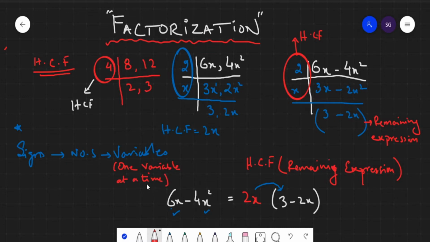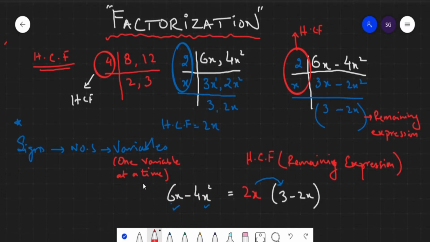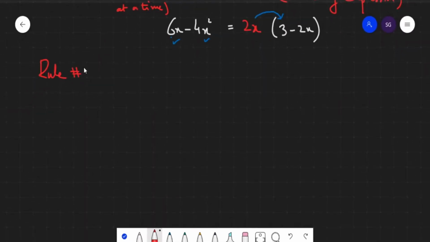Right, so let's move on to our rule number 1 for factorization. Rule number 1 happens to be the same discussion that we have just done: whatever number of terms you have, any number of terms, the first thing that you have to do is, I'll write the hints in blue, the HCF of all terms.